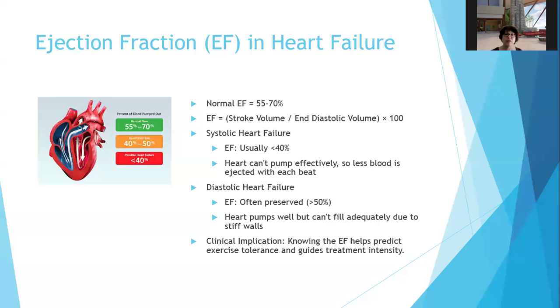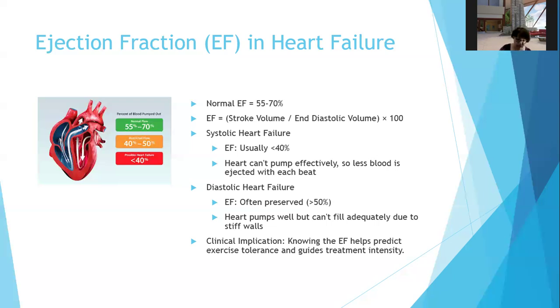With systolic heart failure, it's usually an ejection fraction of less than 40%. The heart can't pump effectively because the muscle's weak, so there's less blood ejected with each beat. With diastolic heart failure, it might be a little bit low, but ejection fraction is often preserved. The heart can still pump pretty well, but it can't fill adequately because the walls are stiff. So knowing the ejection fraction helps predict exercise tolerance and guides treatment intensity.